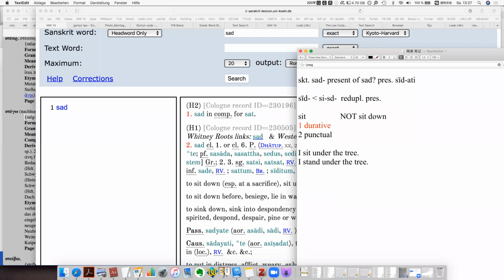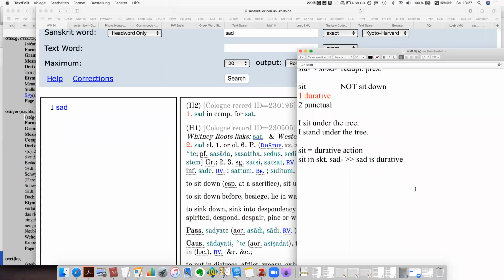So let's put everything together. Sit is a durative action, right? And seat in Sanskrit is sat, right? So it means that sat is durative, right? I think it's clear. Sit is a durative action in English. And sit in Sanskrit is sat, right? And sat is durative. Okay.